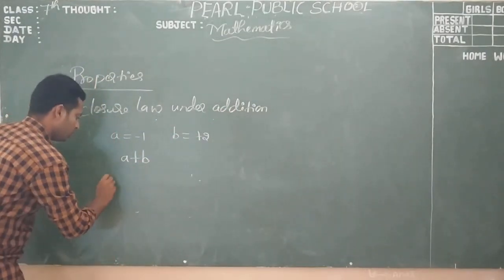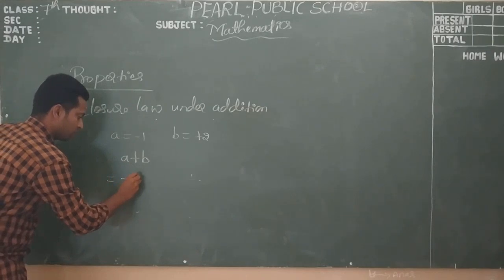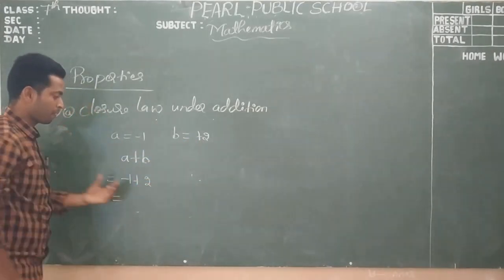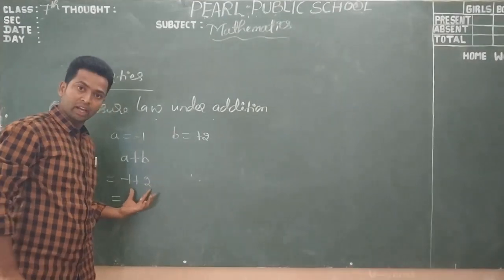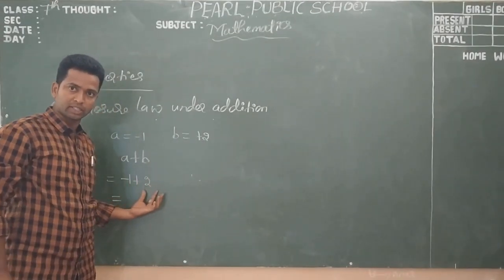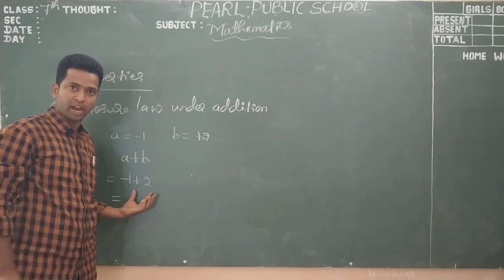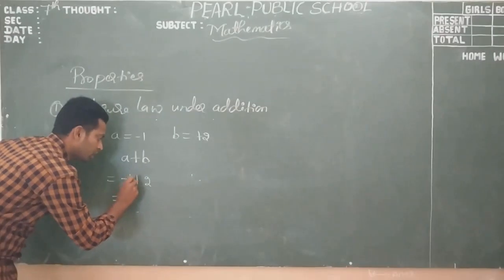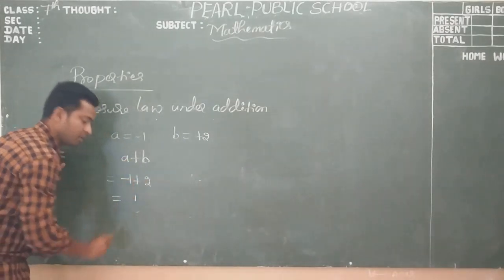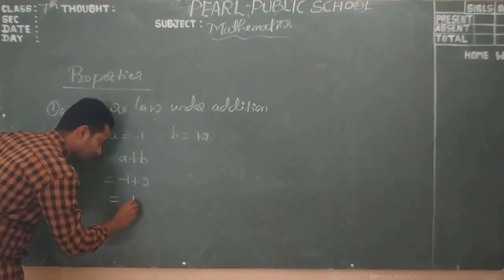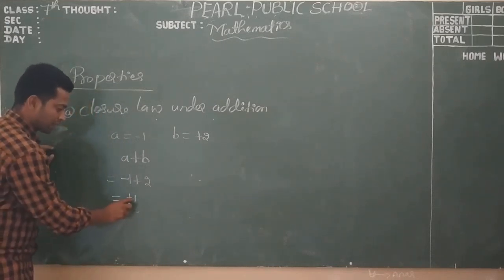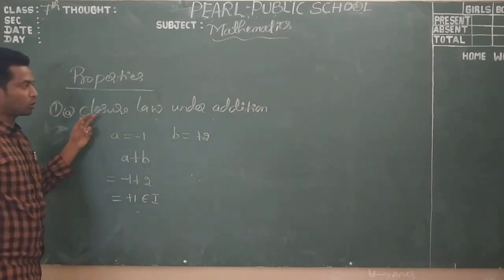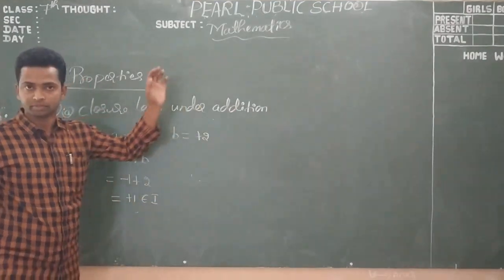Okay. See, a is -1 plus b is +2. While adding a positive and a negative integer, we take their difference and place the bigger sign. So the difference of these two numbers is 1. By placing the bigger sign, it is plus. So this +1 belongs to the integers. So this is the closure law under addition.